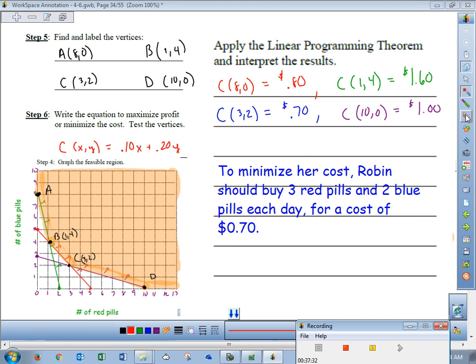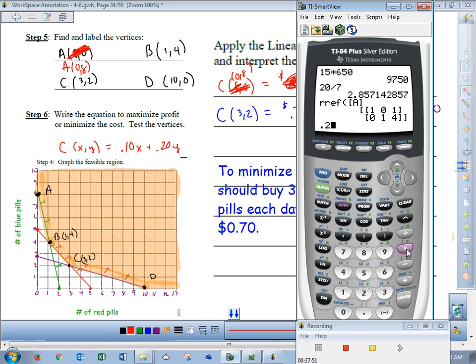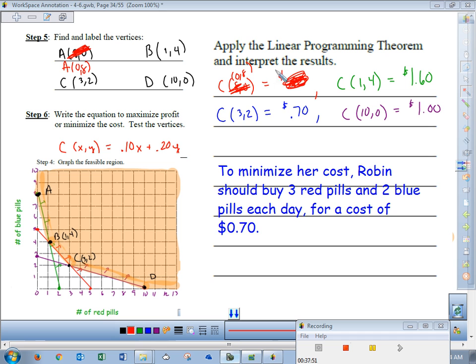Let me tell you something. I knew something seemed a little fishy. I made a mistake. This is not at 8, 0. He is at 0, 8. You goofy guy. A is at 0, 8, not 8, 0. And at 0, 8, that would have been not 80 cents, but 20 cents times 8, 2 times 8, $1.60. Sorry about that, folks.